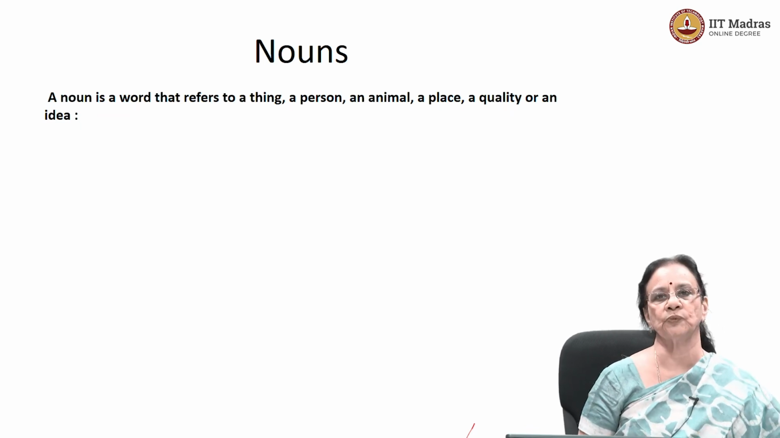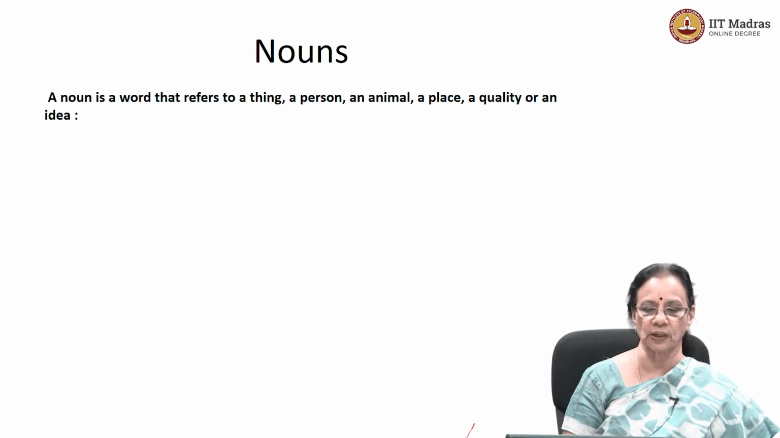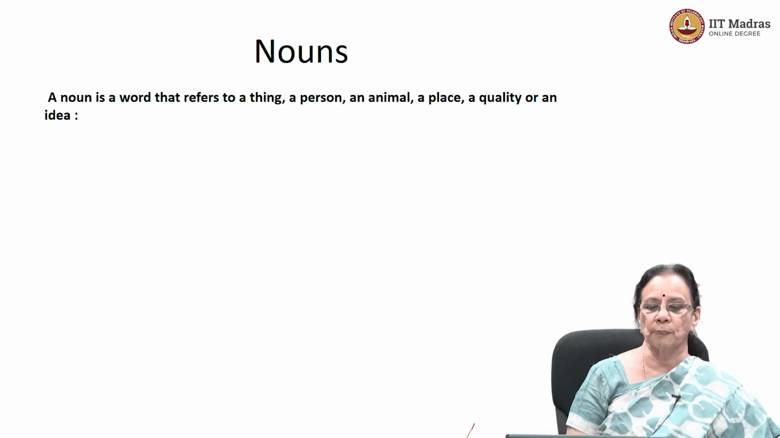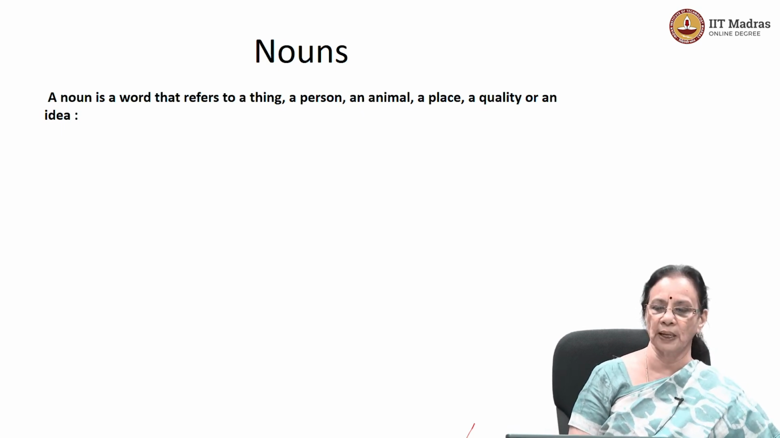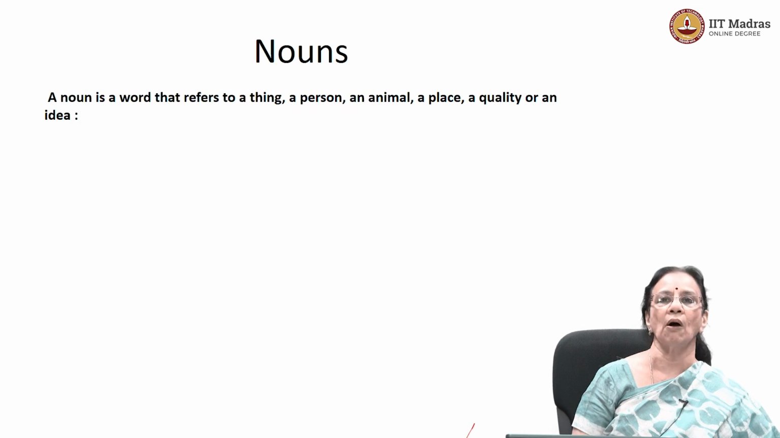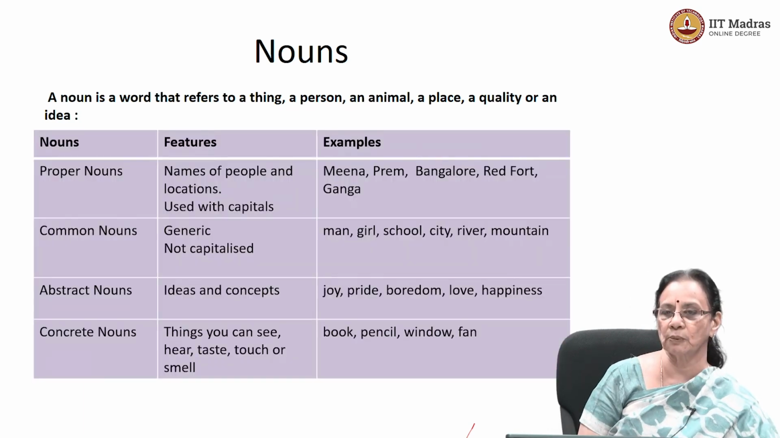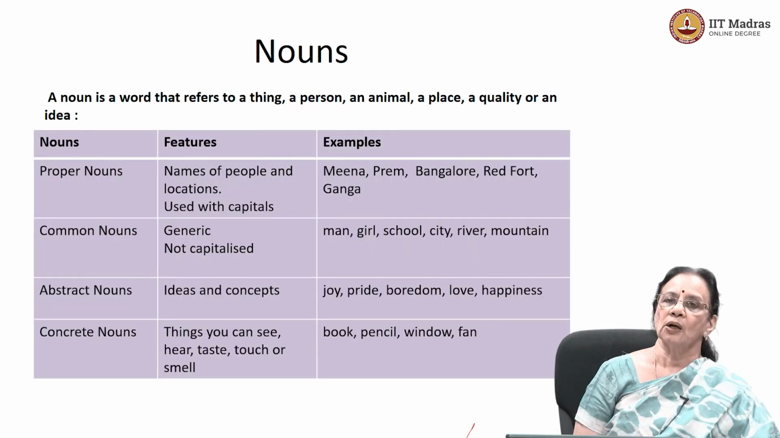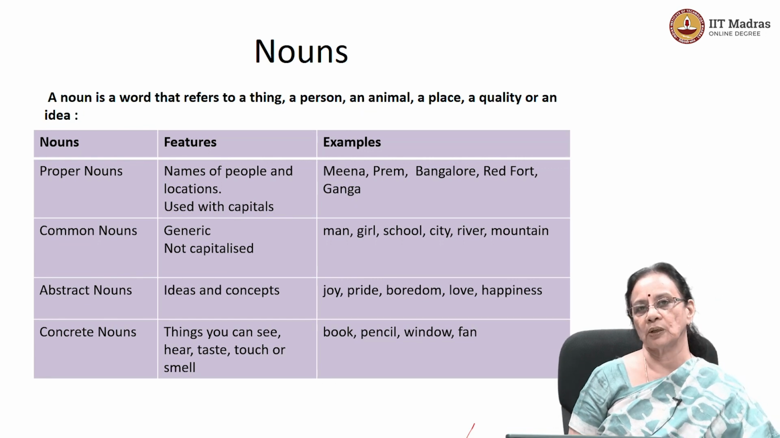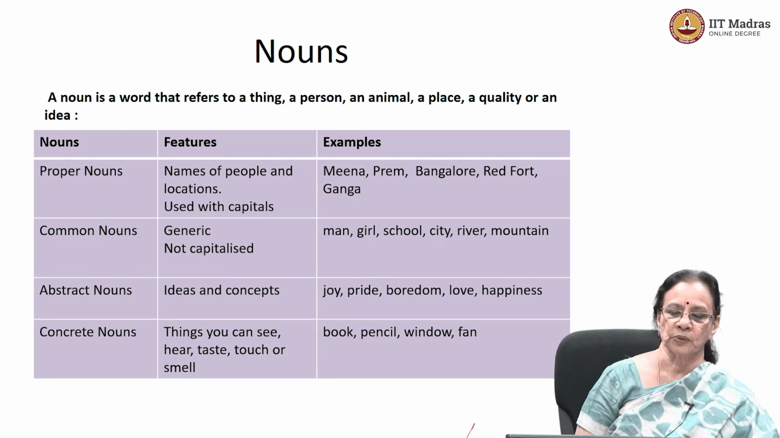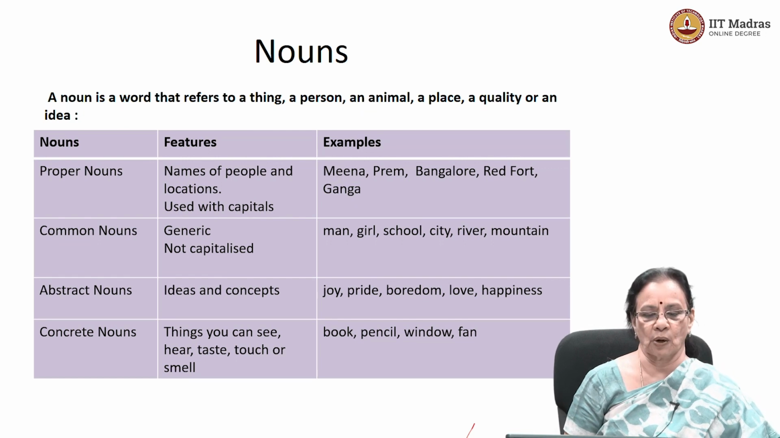Now, what is a noun? A noun is a word that refers to a thing, a person, an animal, a place, a quality, or an idea. That is the traditional meaning that we have. And there are 4 kinds of nouns that we can look at today. Let us start with the proper nouns.